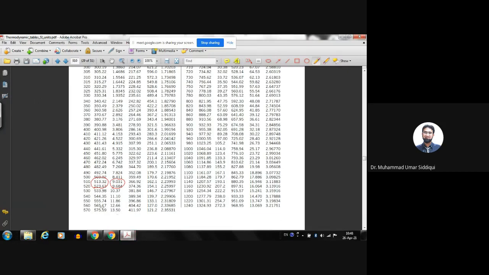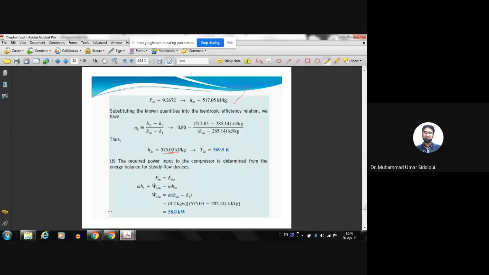So 575.03 will be in between these two values, and we're going to get the final temperature correspondingly. So we need to do one interpolation here and one interpolation here. So you're going to get what is T2A.